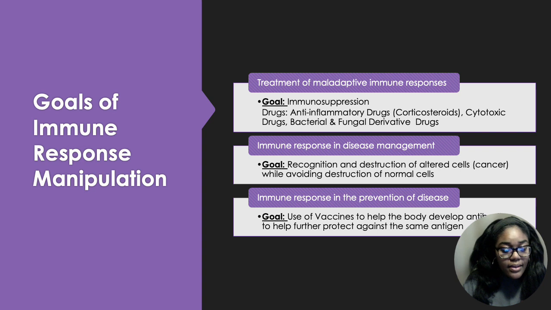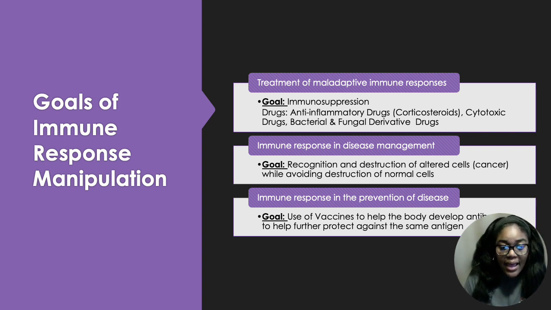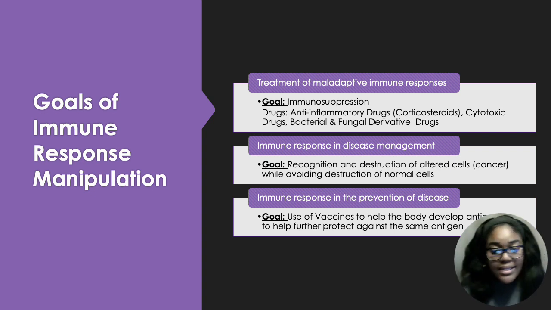So we study the four different ways of alterations with the immune response to help develop goals. Again, the goal of pathophysiology is to develop ways that we can stop these pathological processes from affecting the human body. So first goal would be the first level of prevention, and that is prevention, right? So you want to use vaccines that help the body develop more antibodies to help further protect against those antigens that can cause these maladaptive responses.